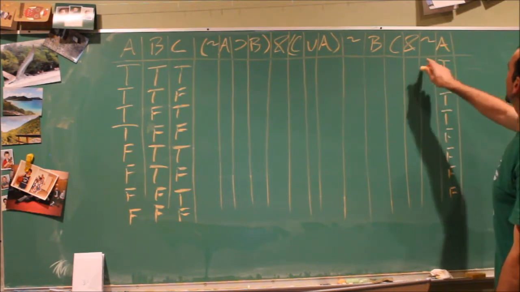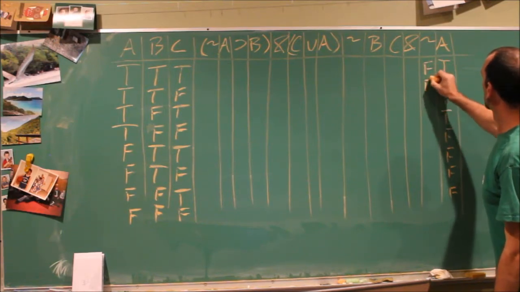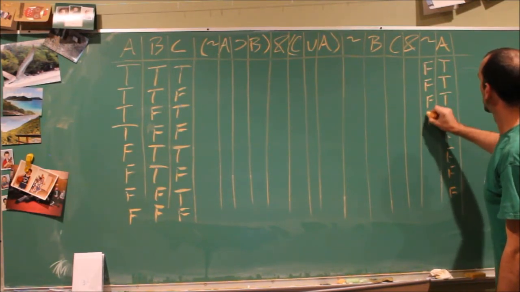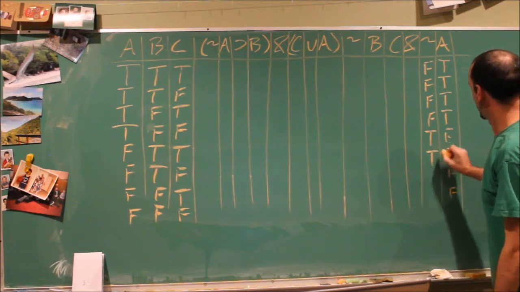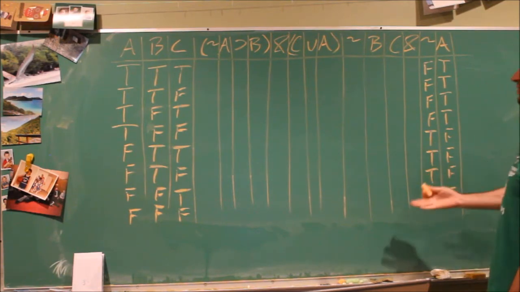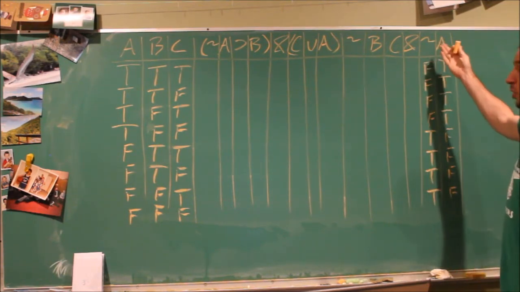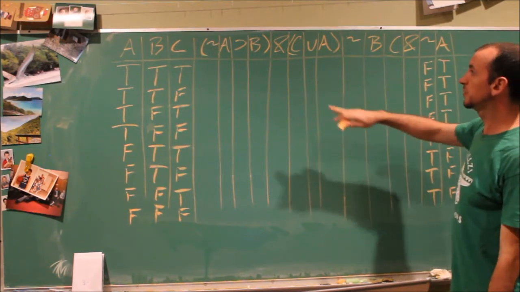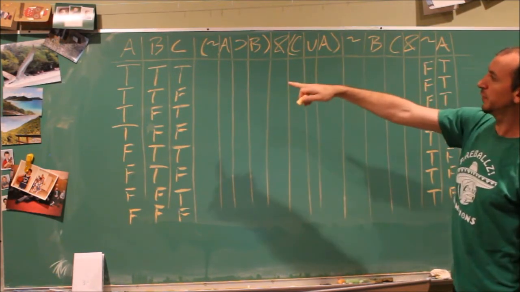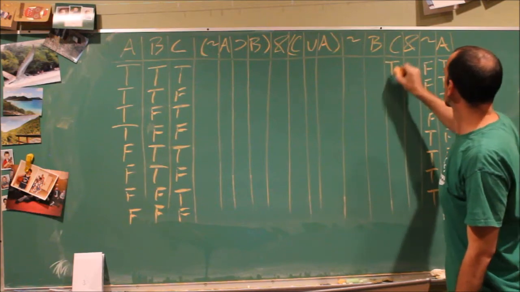We need to negate the A. I know what you're thinking, it'd be a lot easier to skip that step. It would be easier, but we're going to do it just for completeness here. We're going to bring our C column over, the true, false, true, false, true, false.